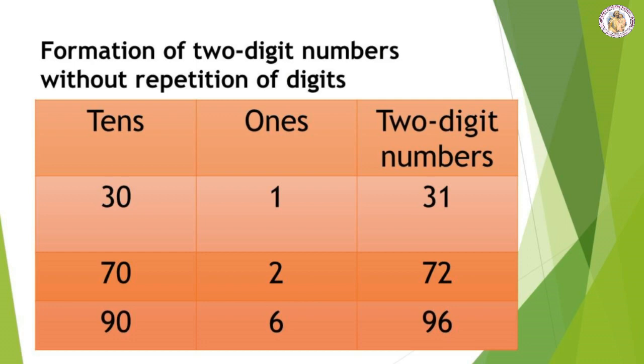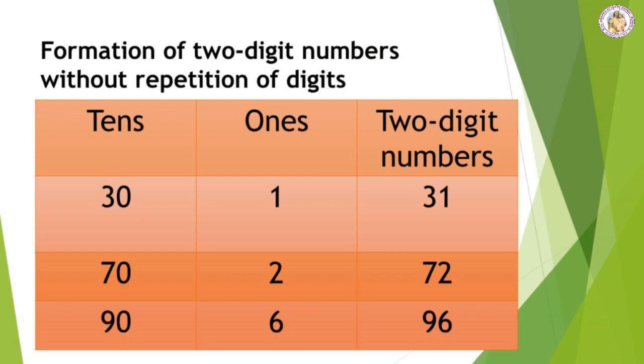That is called without repetition of digits. First one, what is it? How many tens are there? Yes, 3 tens. We have selected the card 30 and the ones is 1. So the two-digit number is 31. And the second one, we have selected the tens 70 and ones 2. So the number is 72.